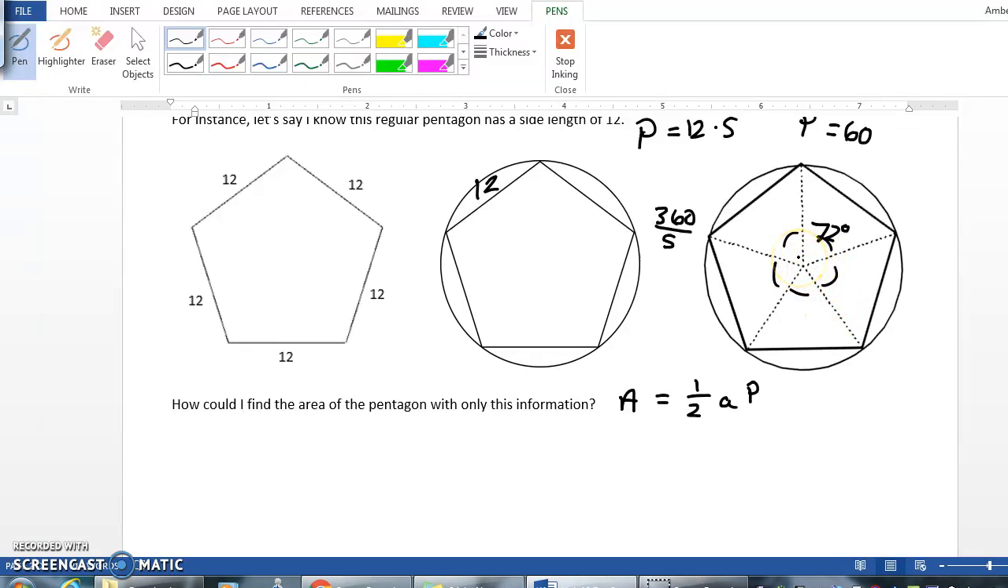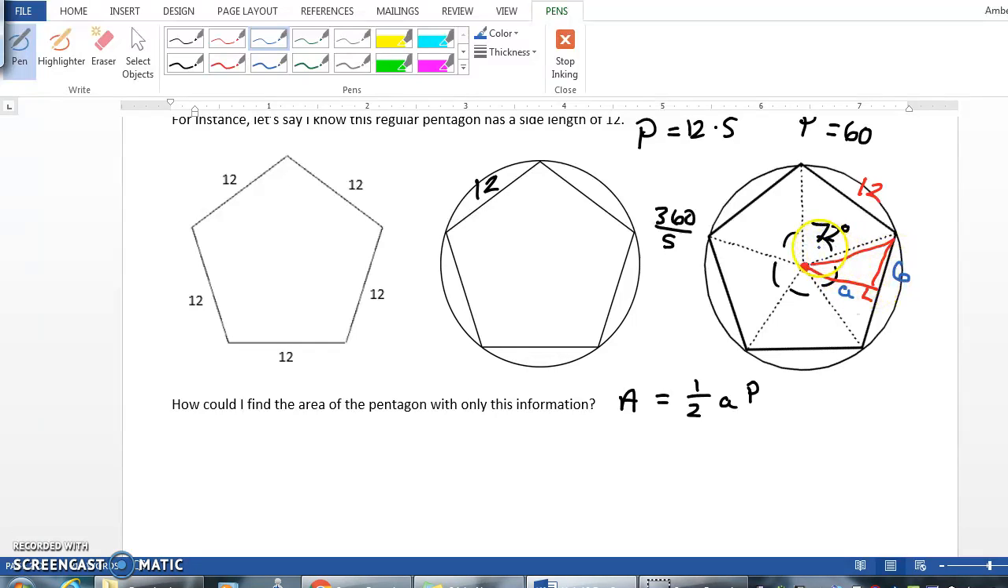Speaking of which, our apothem is that line that goes from the center to the side and creates a 90 degree angle. Well, as you can see here, I'm starting to have a right triangle forming with my apothem and the radius. Okay. Because I know that all the sides are 12, just like last class, I can say that this side right here on the outer edge is 6 because the apothem goes halfway. So now I know this side is 6. I'm looking for the apothem.